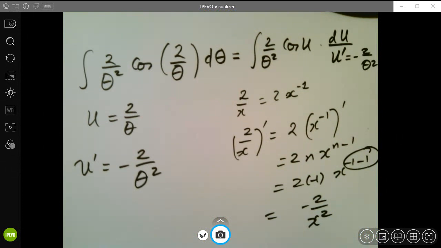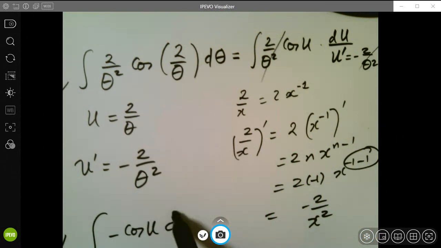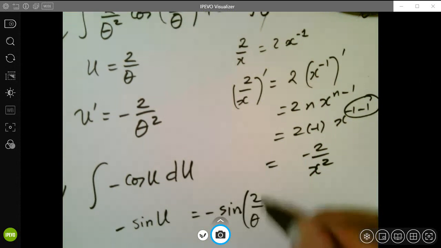And you can see that you can cancel out this one and this one. So you get the integral of minus cosine u. This one will be minus sine u, which is minus sine of 2 over theta. That's the final answer.